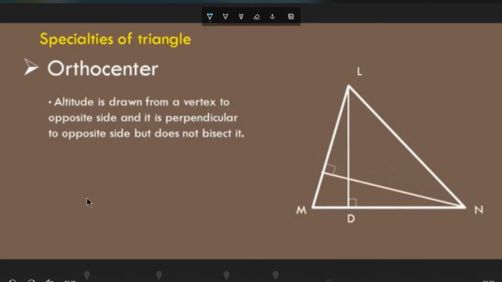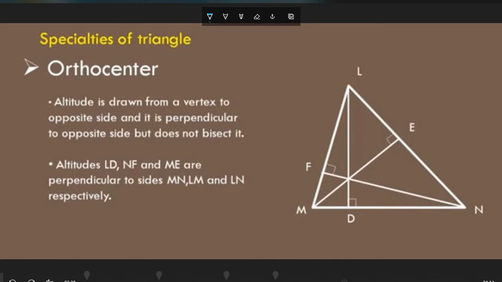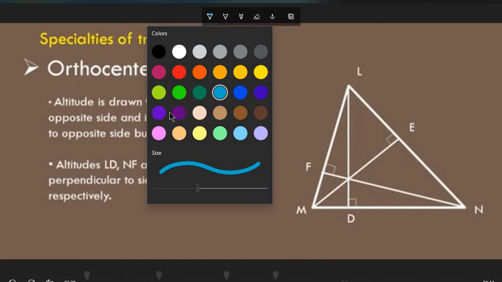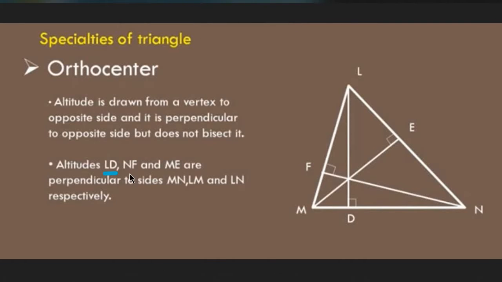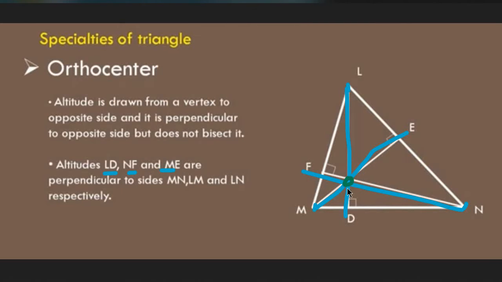So in a triangle there may be three such altitudes, from all three vertices. Wherever they are meeting, it is written already, altitudes LD, NF, and ME. One from here, one here, and one from here. So these altitudes are concurrent, and that point of intersection is called the orthocenter.